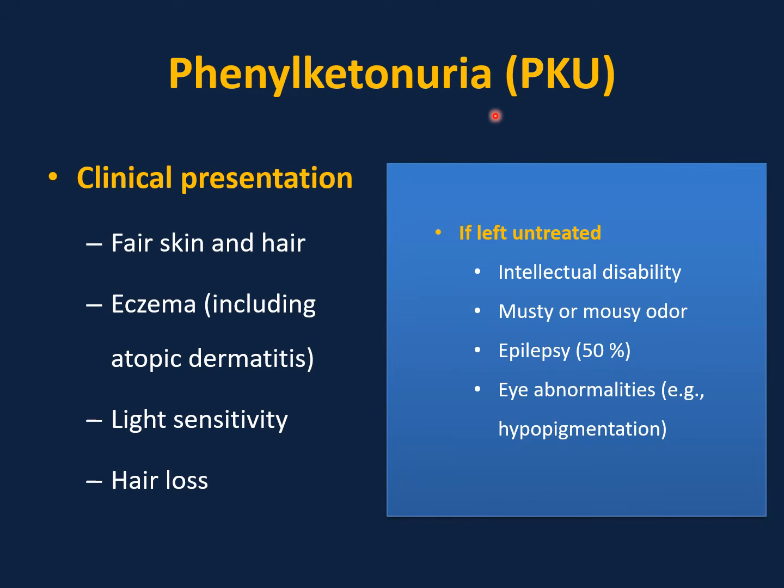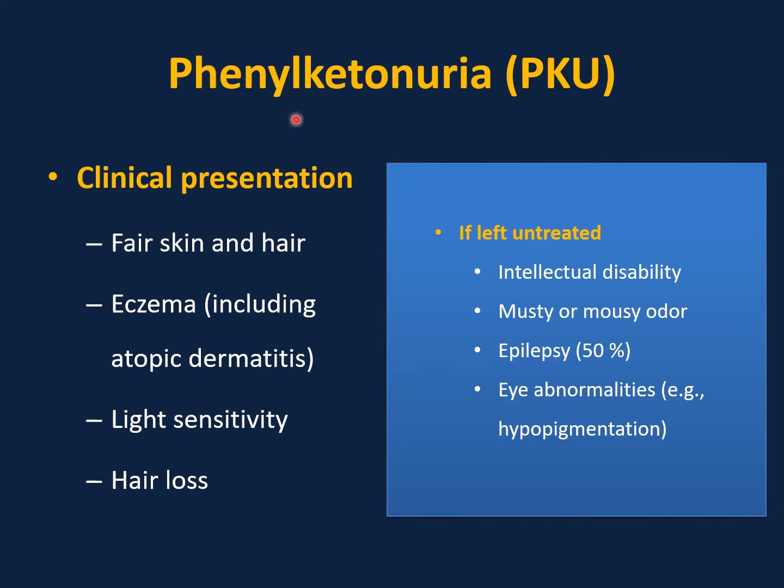Clinical presentation of phenylketonuria is fair skin and fair hair. So the skin will be light color and the hair will be light color if you compare that to the rest of the family members. Eczema including atopic dermatitis, light sensitivity, and hair loss. If left untreated, this will cause disastrous intellectual disability, and this can go down even to 30 or even less. Musty or mousy odor, epilepsy, eye abnormalities, which is hypopigmentation.